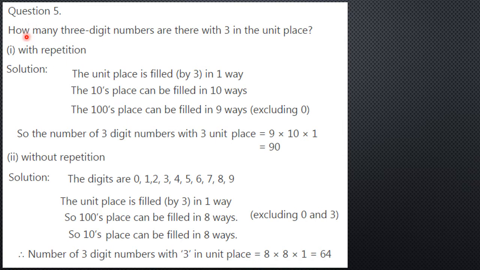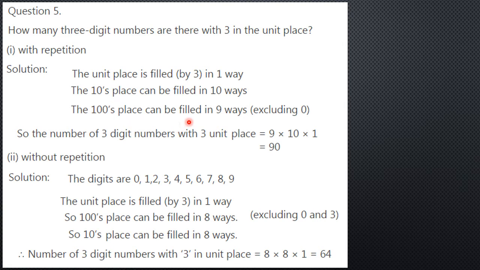Next, how many 3-digit numbers are there with 3 in the units place? So simple question. 3 in the units place means compulsorily in the units place we want to write the number 3 only. But there are 10 digits: 0, 1, 2, 3, 4, 5, 6, 7, 8, 9. Use 3 only. Therefore, units place can be filled by using one way, by using the number 3. The tens place can be filled in 10 ways. Reason: tens place means it is in between, so use any number, including 0 also here. And here repetition is allowed.